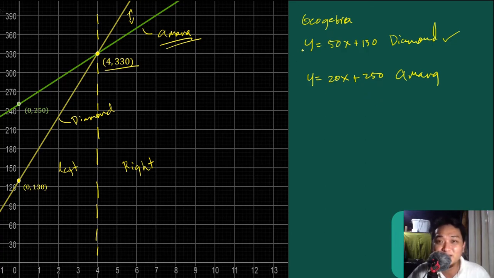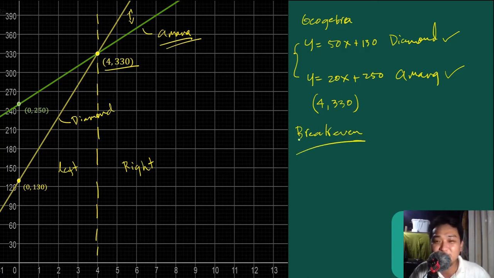Pero, tandaan nyo, patas sila sa ordered pair na 4 and 330. Kung 4 na oras, alinman sa dalawang motels, Diamond or Amana, pwede ka mag-stay at pareho lang yung babayaran mo. If you exceed 4 hours, mas mahal sa Diamond. If you stay there less than 4 hours, mas mura sa Diamond, mas mahal sa Amana. At yan yung kahalagan nung kung bakit natin pinag-aaralan yung tinatawag na break-even. Kasi sa business, nakakatulong to.